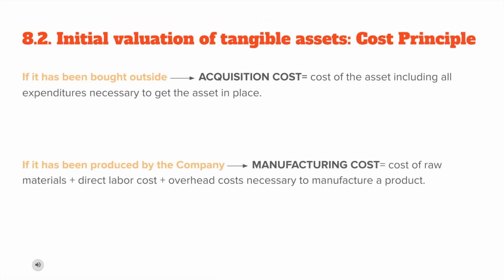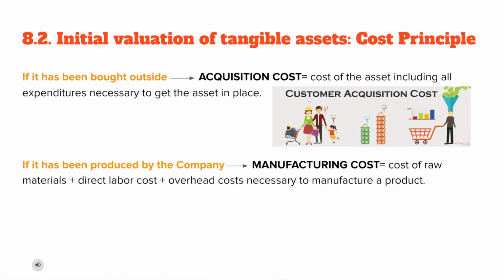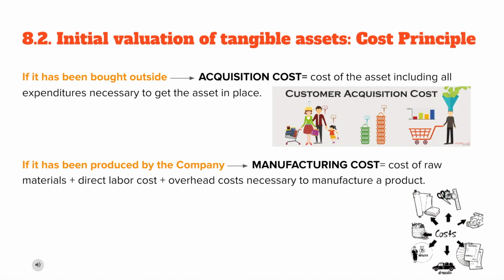Initial valuation of tangible assets, cost principle. If it has been bought outside, acquisition cost. That is the cost of the asset, including all expenditures necessary to get the asset in place. If it has been produced by the company, manufacturing cost. That is the cost of raw materials plus direct labor cost plus overhead costs necessary to manufacture a product.